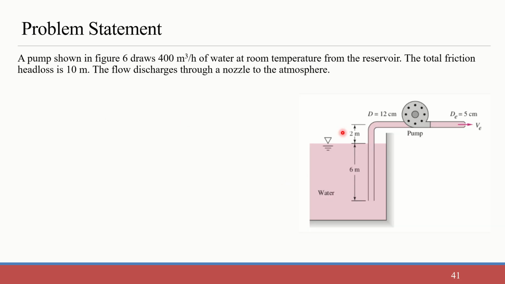Here again the pump is giving out water at exit velocity VE. The exit pipe diameter is DE and it is 5 centimeters, and D is 12 centimeters. It is 2 meters height above the surface and 6 meters below the water. So the pump is withdrawing 400 meter cube of water at room temperature. So we need to calculate the things. We'll move to the question.